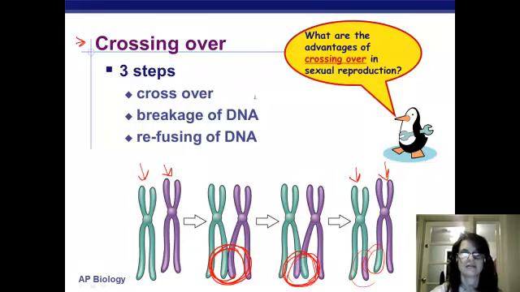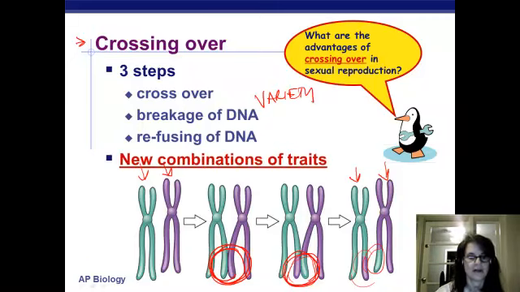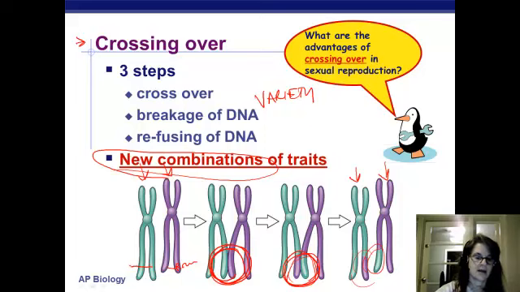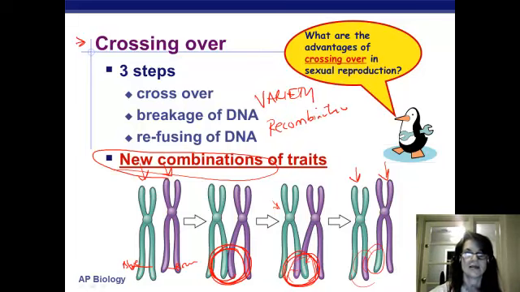That is going to add to the variety in the genes. New combinations of traits will occur. If dad had brown eyes, mom had blue, and we swap, now the brown-eyed gene is on this chromosome and the blue-eyed gene is going to be on this chromosome. So we are switching up the combinations of traits. This is also called genetic recombination, and it's a good way to get more variety.